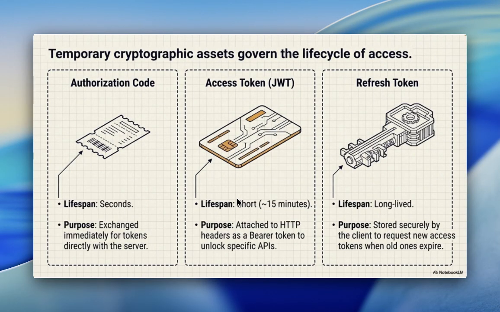Temporary cryptographic assets govern the lifecycle of access. Authorization code: short lifespan, seconds; purpose: exchange immediately for tokens directly with the server. Access token: a JWT with a lifespan of about 15 minutes, attached to the HTTP header as a bearer token to unlock specific APIs. Refresh token: long lived; purpose: stored securely by the client to request a new access token when the old one expires.